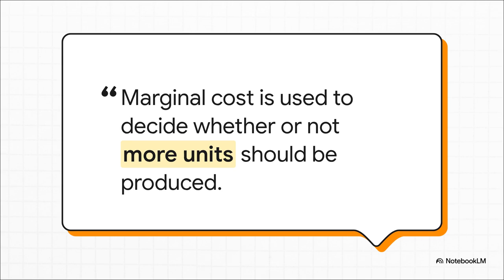And this is exactly why this is so important. A smart business owner is obsessed with this number. The rule is simple. If the price you can sell that next pizza for is more than the marginal cost of making it, you make that pizza every single time. That's how you make a profit.